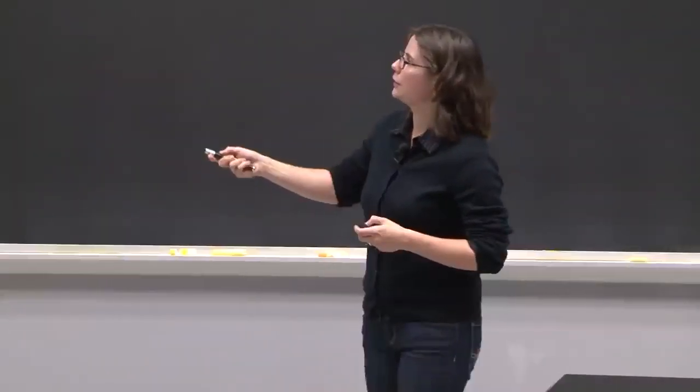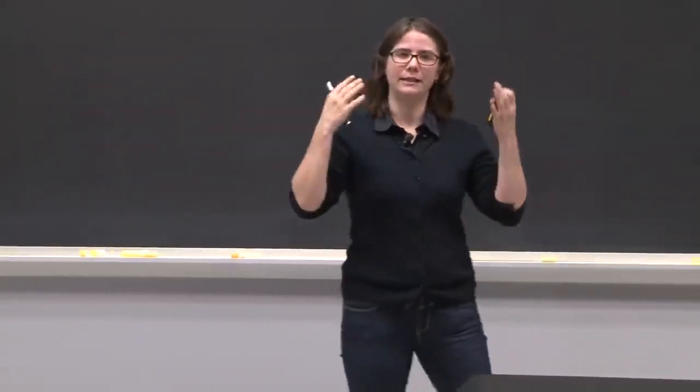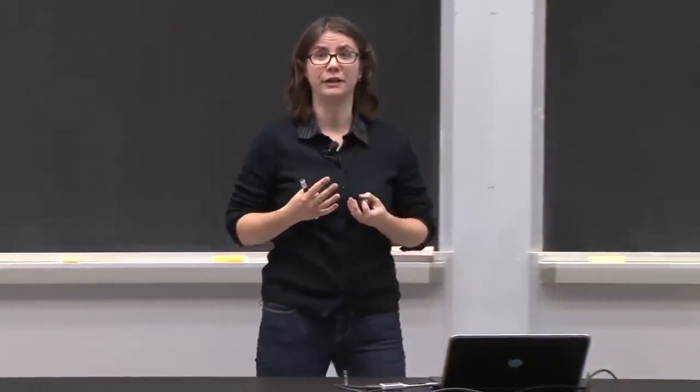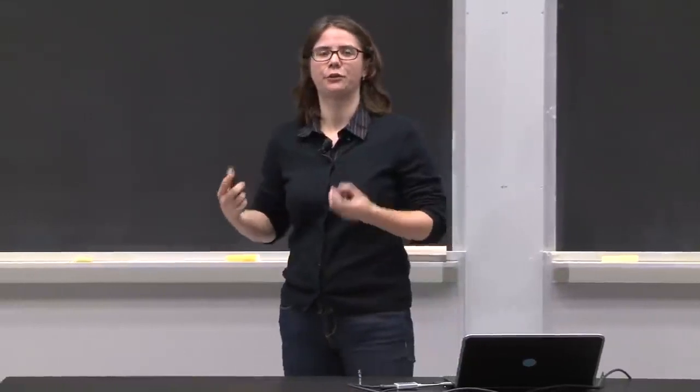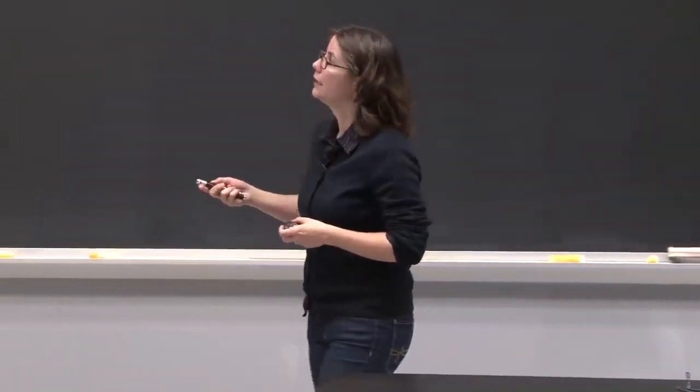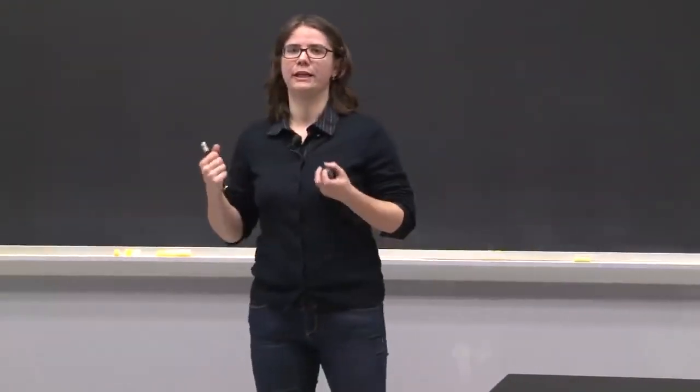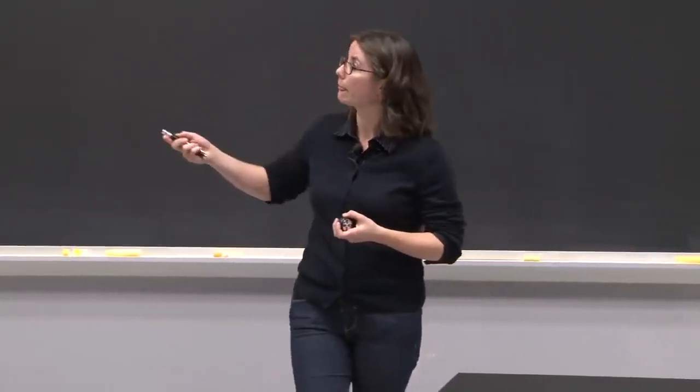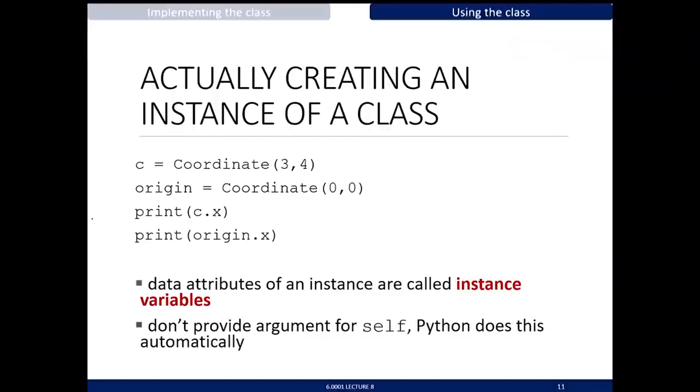So now we have sort of a nice class. It's very simple, but we can start actually creating coordinate objects. Okay? So when you create coordinate objects, you're creating instances of the class. So this line here, c is equal to Coordinate(3, 4), is going to call the init method. It's going to call the init method with x equal to 3 and y equal to 4.